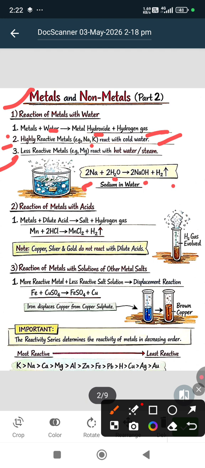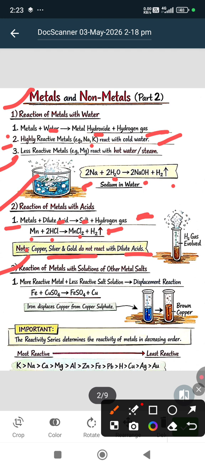Hydrogen gas is released. Number 2, reaction of metals with acid. When metals react with dilute acid, they form salt and hydrogen gas is released. For example, Mg plus 2HCl gives MgCl2 plus H2. Here H2 gas is released. Copper, silver and gold do not react with dilute acids.